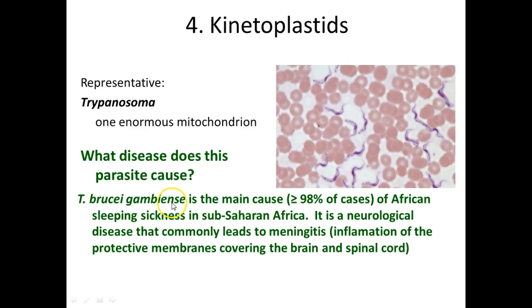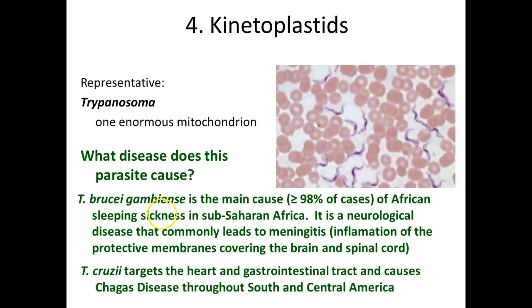Trypanosoma brucei, with the subspecies gambiense, causes African sleeping sickness. There's rhodesiense as well that causes African sleeping sickness. There's another, Trypanosoma cruzi, which actually causes Chagas disease. But we're just going to hold you to what's in your lab manual, which is African sleeping sickness. It's in there.